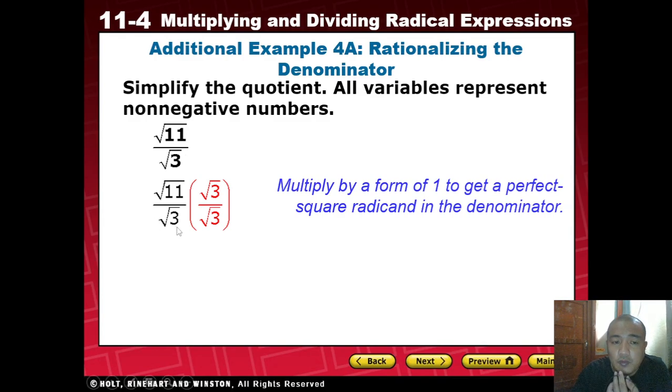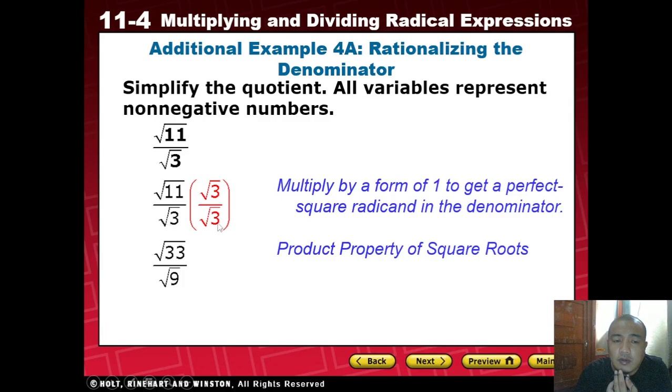Since square root of 3 is the denominator, we multiply by square root of 3 over square root of 3, which is also equal to 1. A number multiplied by 1 is still the same number, so it's alright to multiply by square root of 3 over square root of 3. This is equivalent to square root of 33 over square root of 9. 11 times 3 is square root of 33. Square root of 3 times square root of 3 is square root of 9. So the answer is square root of 33 over 3.